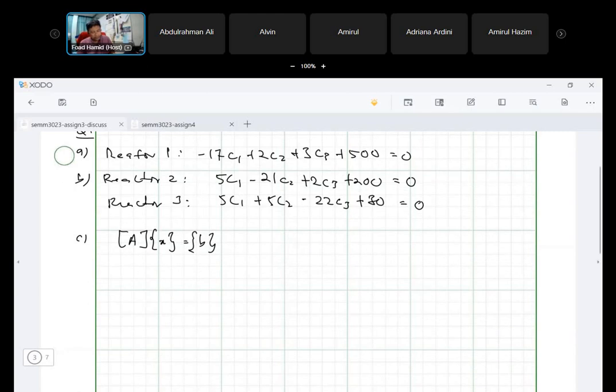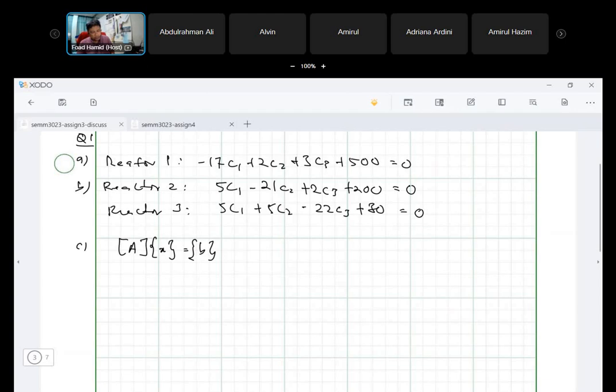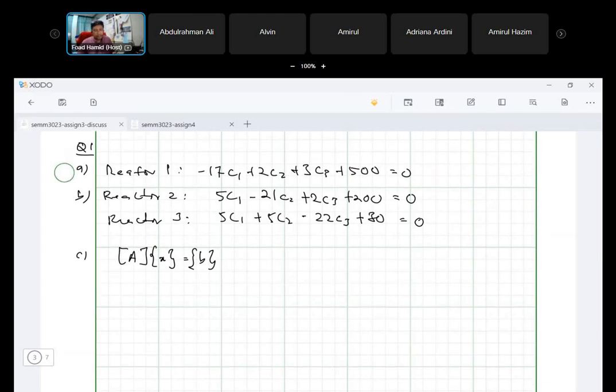So in this case, we have reactor 1, reactor 2, reactor 3. So what I'm going to do is, how many unknowns are there in this question? 3 unknowns. So you expect the size of the matrix is 3 by 3, right? So I know the first column is going to be for my C1, C2, and C3. So my reactor number 1 is minus 17 plus 2 plus 3. Okay, and then reactor number 2 is 5 minus 21 and plus 2, and 5, 5 and minus 22.